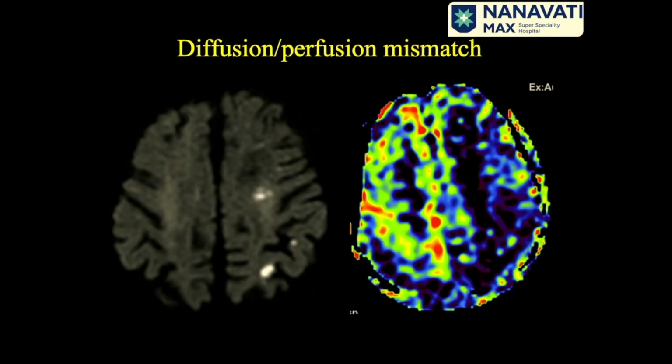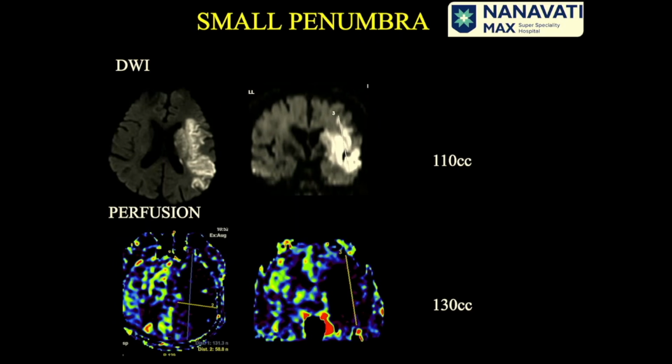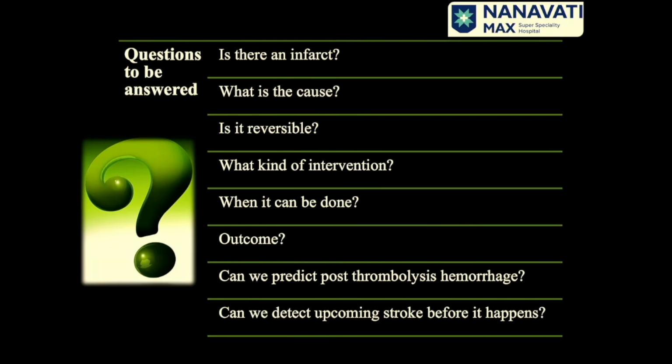And here are two examples. Example 1 is where ASL shows a large area of hypoperfusion and diffusion shows multiple hyperacute lacunar infarcts. So if you treat this patient with thrombolysis, the outcomes are going to be good. Compare this with the next patient where the diffusion abnormality is about 110 cc and the perfusion abnormality is about 130 cc. If you thrombolyze this patient, they are likely to bleed, and hence this is a contraindication for thrombolysis.